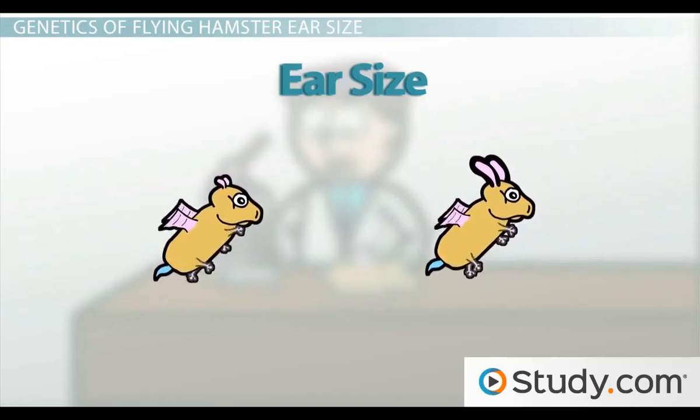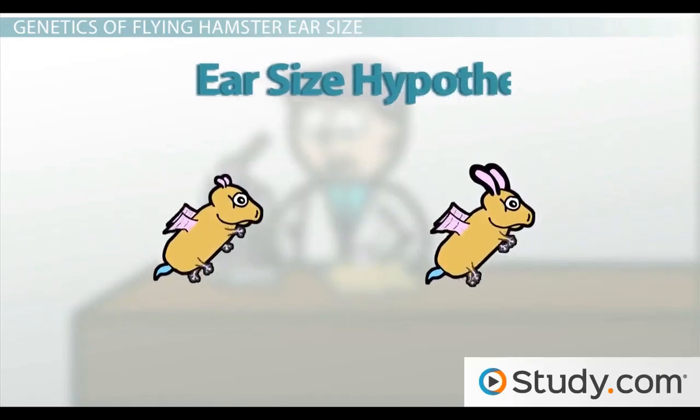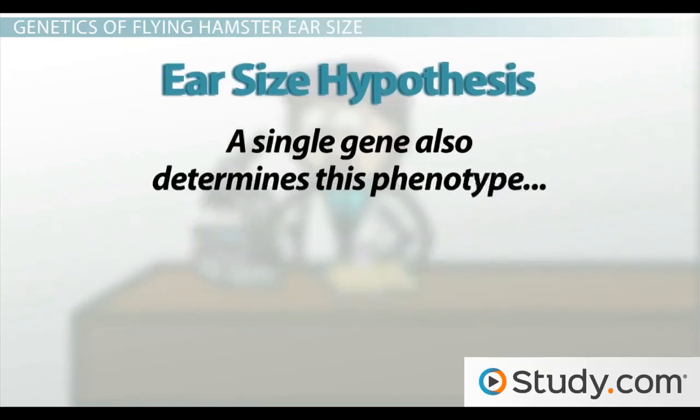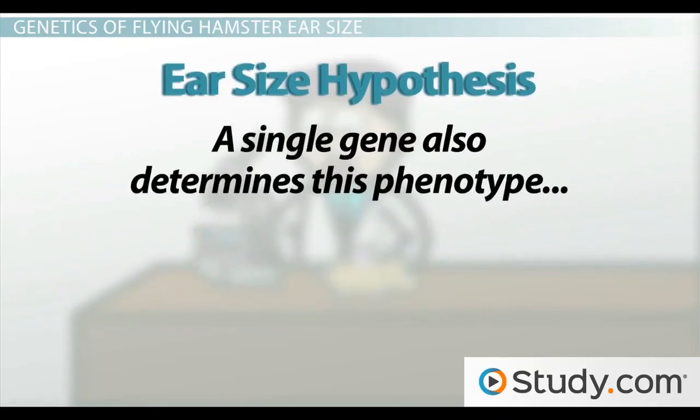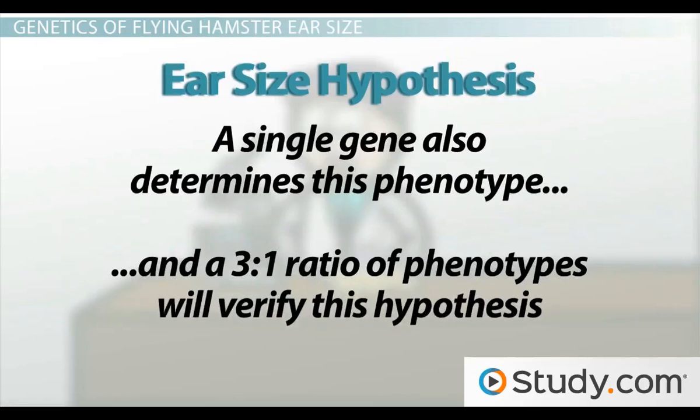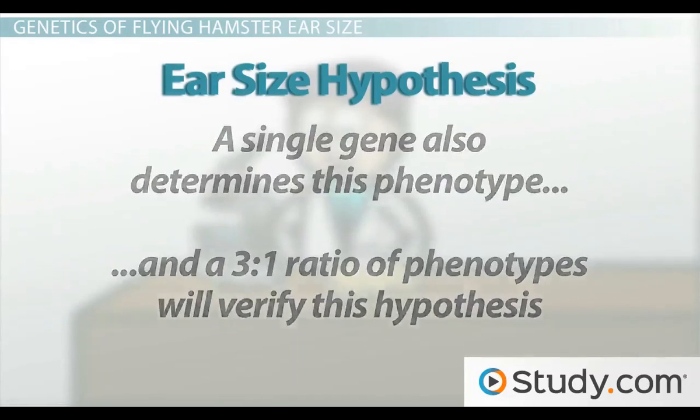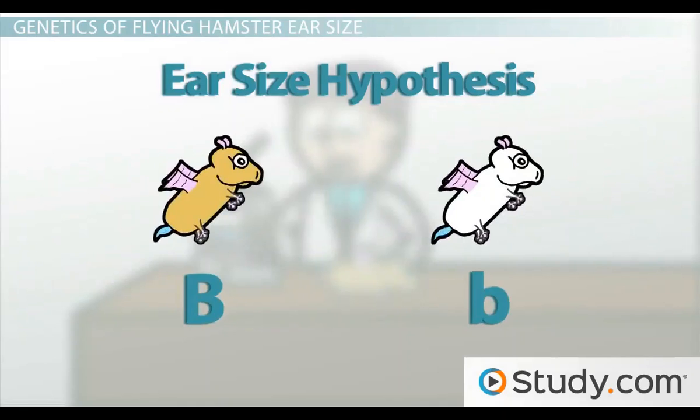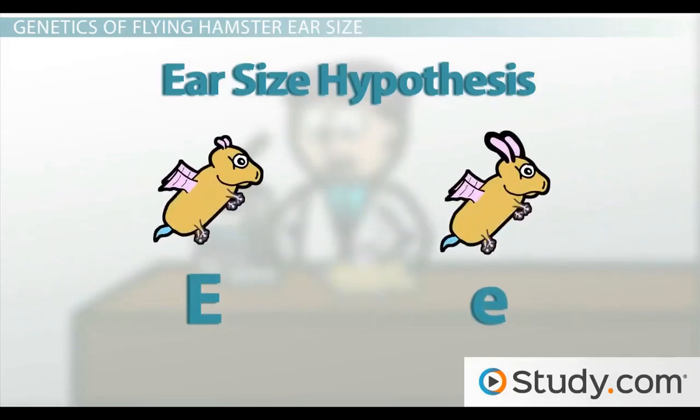So based on his previous results, Adrian hypothesizes that a single gene is probably also determining this phenotype, and that he can verify this hypothesis if he can find a 3-to-1 ratio between the two phenotypes. Recall that he used big B and little b for coat color, so he decides to use big E and little e for ear size. He picks big E to represent small ears and little e to represent large ears.